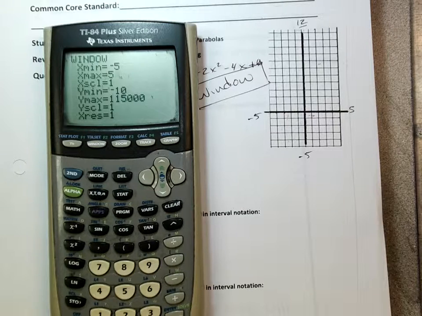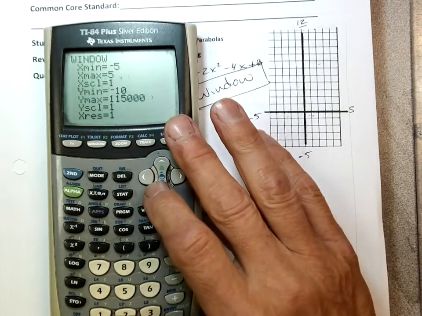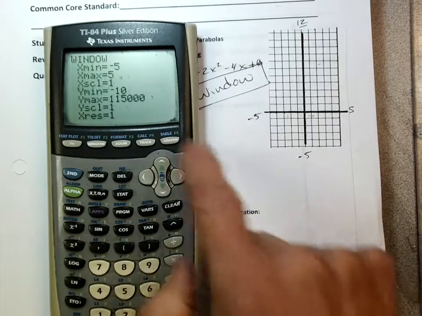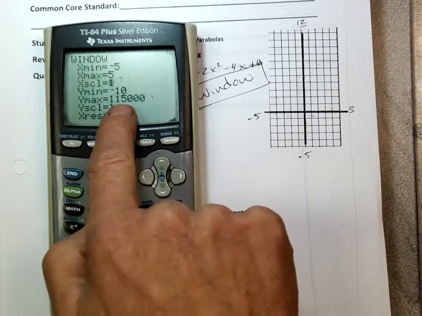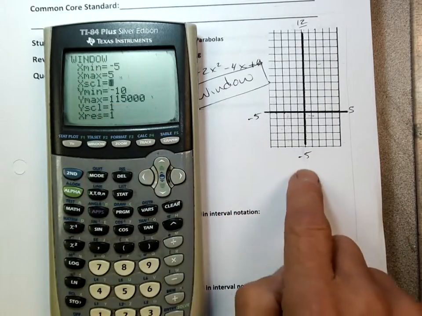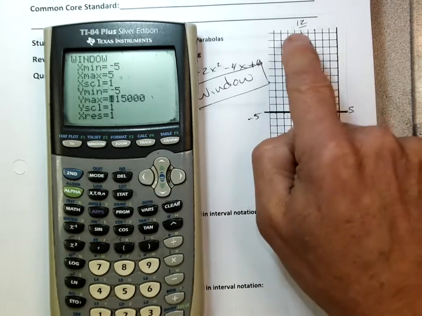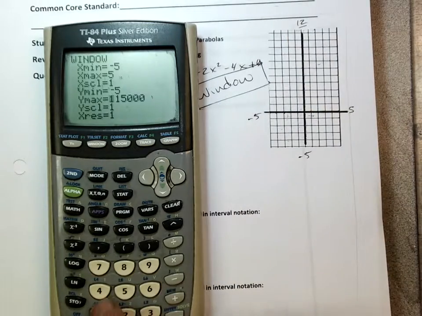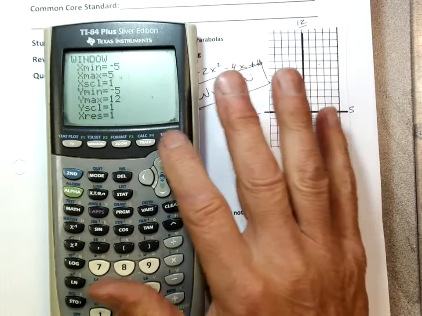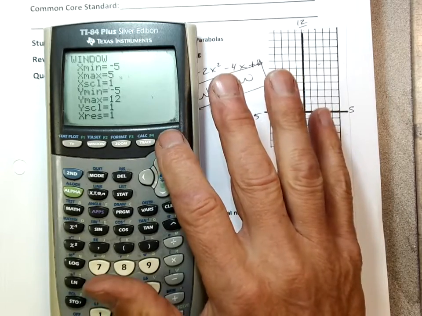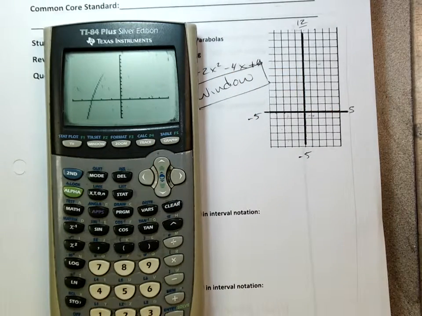Scales. I'm going by ones. All right, so scales, I'm going by 1, 2, 3, 4, 5. So scales by 1. Okay, that's already there. Now, minimum. I'm going all the way up on this calculator to 115,000. That's way too big. But what we want is a negative 5 to 12. Okay. Now, if I push graph, which is that button right there, I should see my graph, okay? There it is.